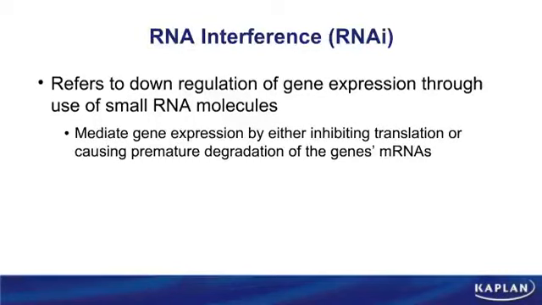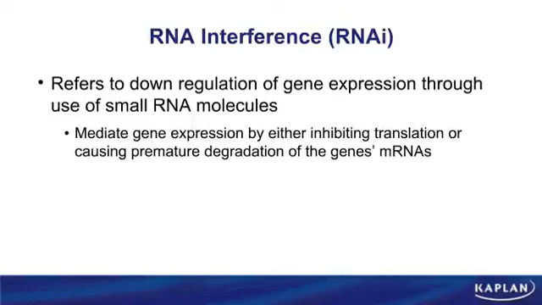The last topic we're going to talk about in Chapter 6 is RNA interference, sometimes called RNAi therapy. What this is referring to is downregulation of gene expression through the use of small RNA molecules. In other words, when a gene is made into messenger RNA, made into enzymes, you can control how much enzyme is being made either by inhibiting translation of the RNA or by prematurely destroying the RNA by these RNA interference strategies.